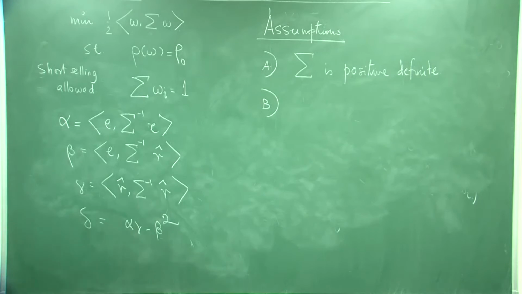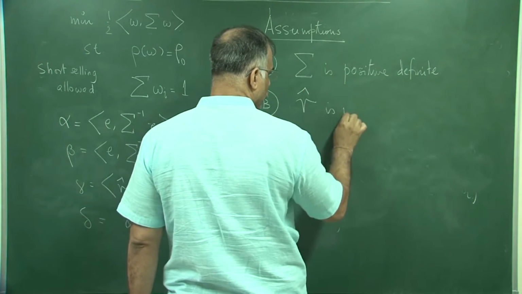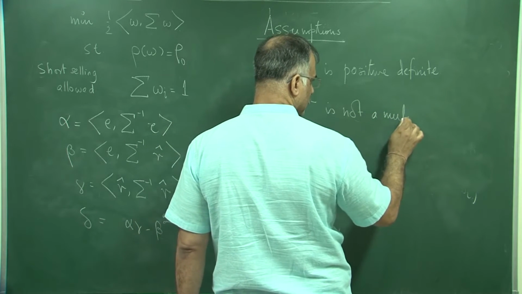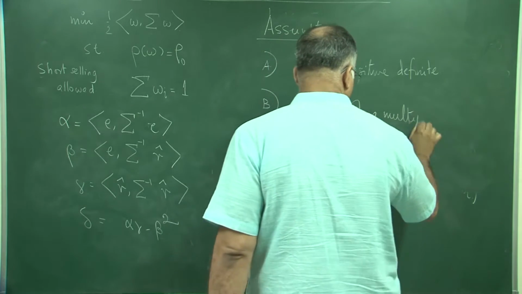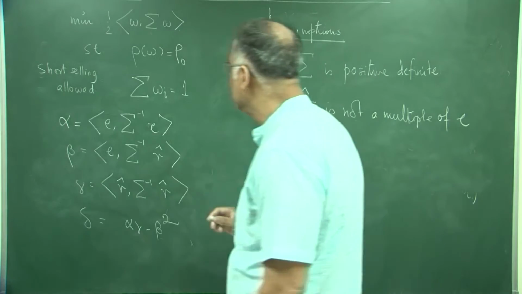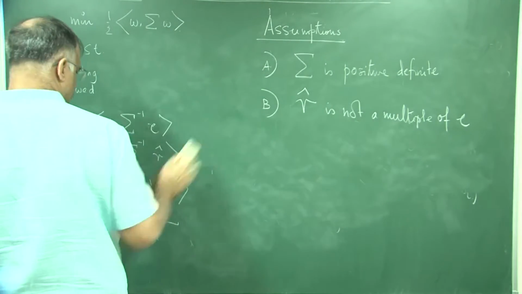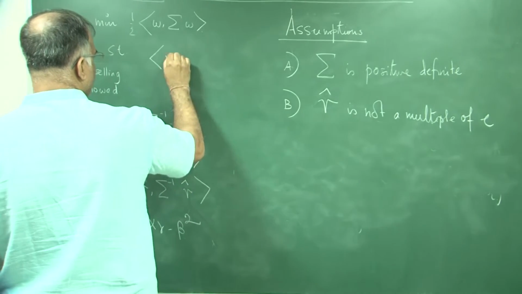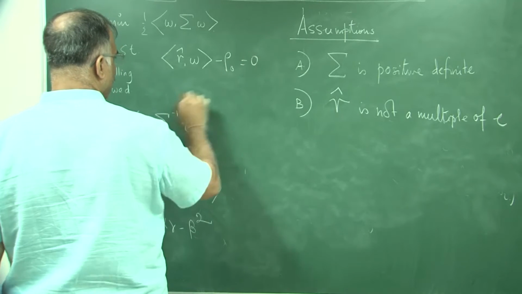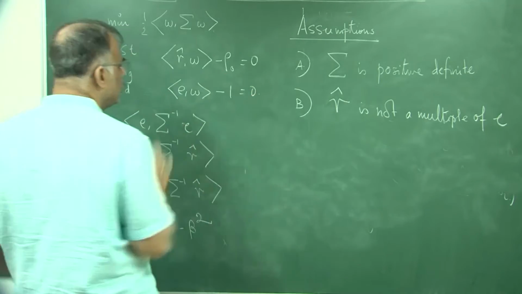And second, R hat is not a multiple of E. So if I write this in a much more clear way, I should write this as this inequality constraint. And so what does this mean?